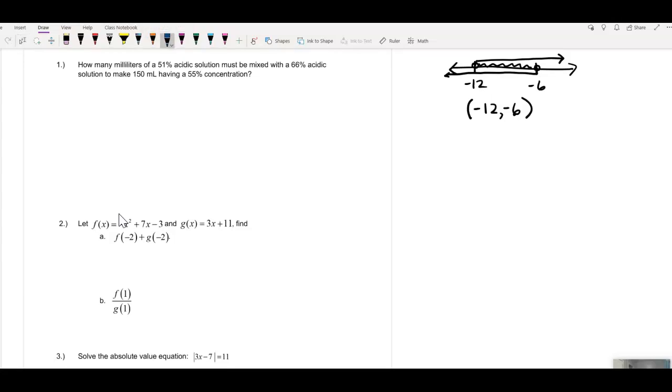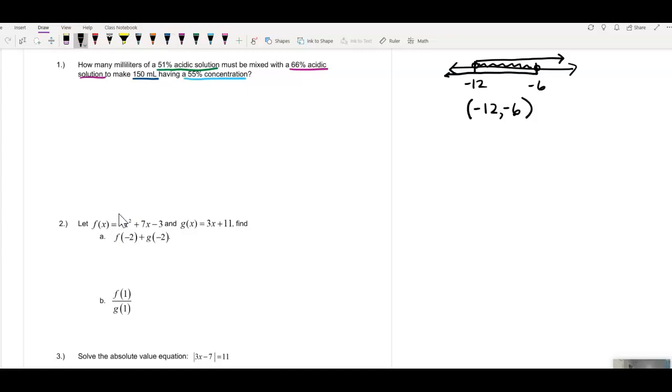So on this one, we're trying to mix 2 different types of solutions together. We have a 51% solution, and we also have a 66% solution, and we want to end up with a 55% solution. It also tells us that we want to end up with 150 milliliters. Those are the important pieces of information that we need to pick out of this.